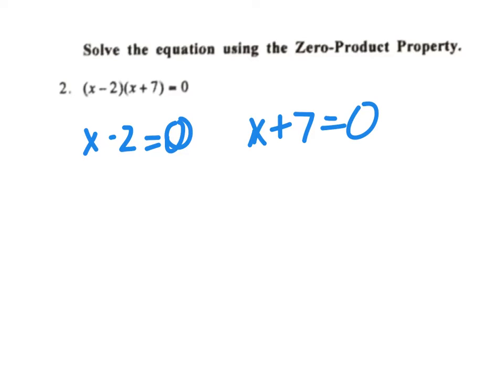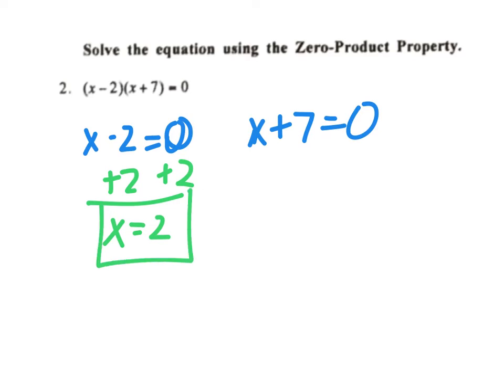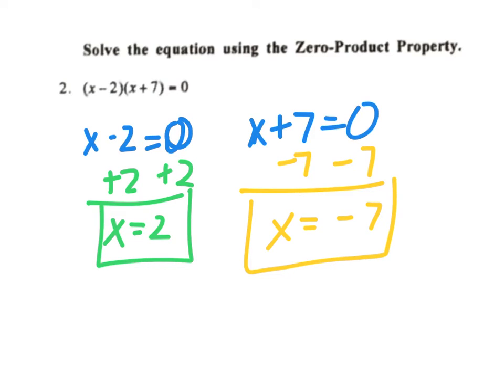And then you want to get x by itself. So on the left, we're going to add 2 to each side and get x equals 2. On the right, we're going to subtract 7 from both sides and get x equals -7. And those are your two solutions.